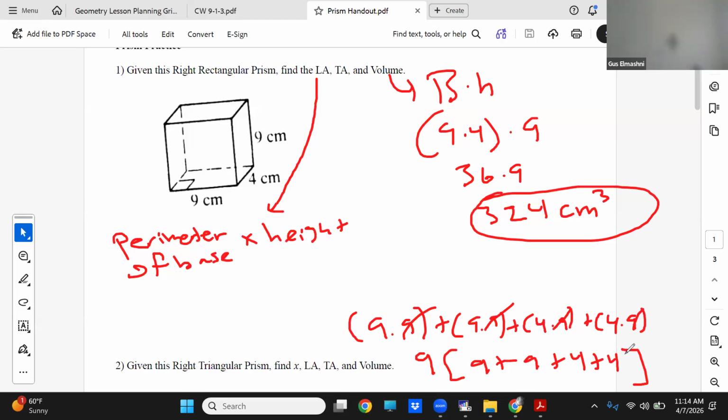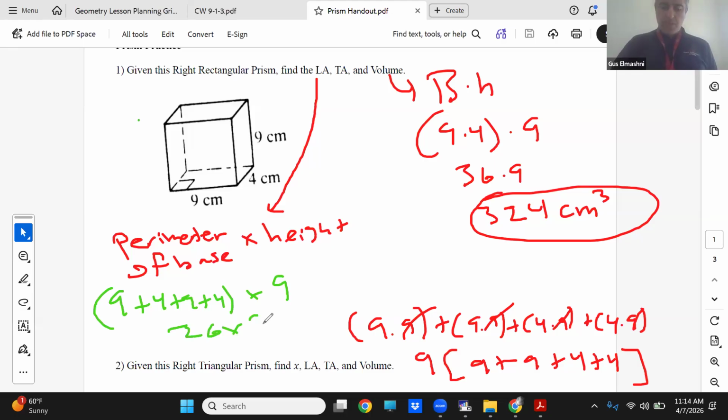That is why we're allowed to say the base times height gives you the lateral area. You get away with that, just to make it easy for yourself. If you want to find the area of each face separately, go for it. But personally, I think you're going to be grateful that we have this shortcut. So if I do 9 plus 4 times the height, that's going to be 26 times 9, which is 234. And that's square centimeters.